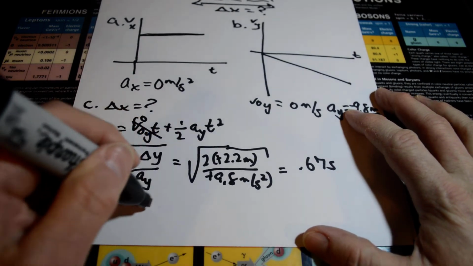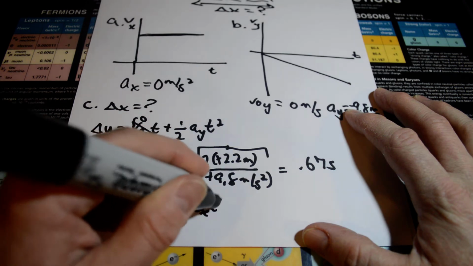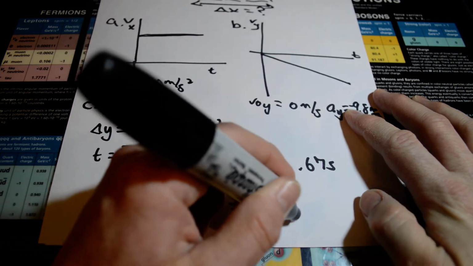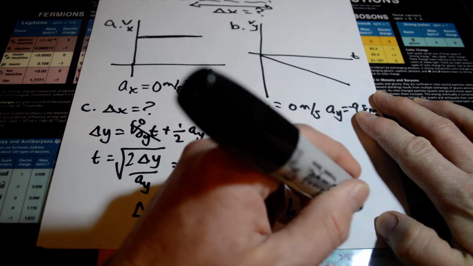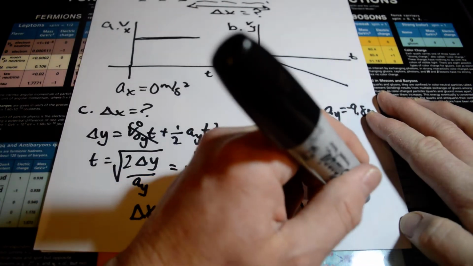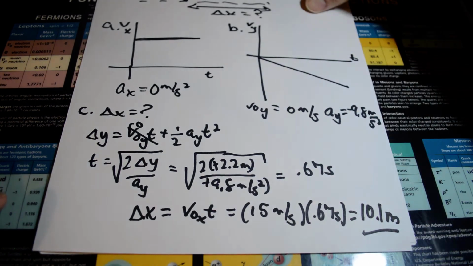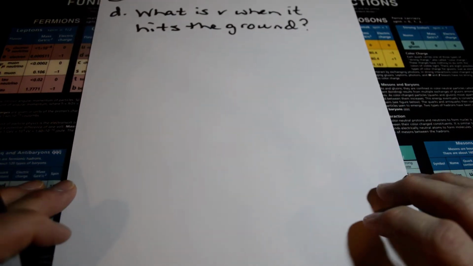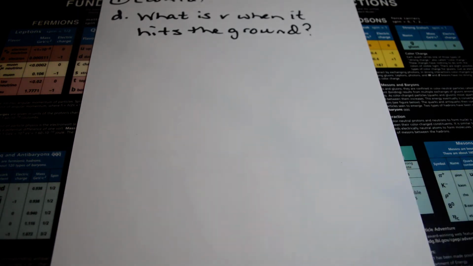The last step would be to find out how far it goes horizontally. So then you just have to know what the x velocity is multiplied by the time. We get 15 meters per second multiplied by 0.67 seconds. And as a result, it ends up going 10.1 meters in the x direction. So that's the answer to the first question. Okay. Let's go ahead and take a look at the next one. There was a last part to that.